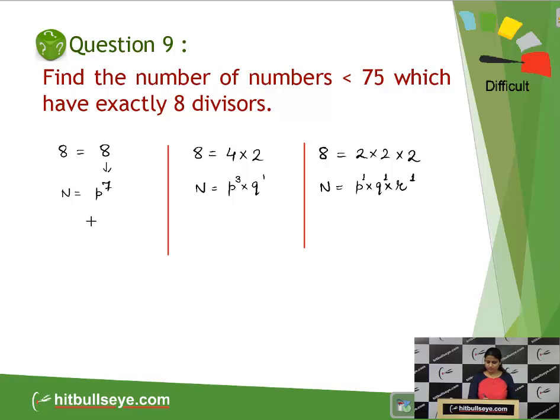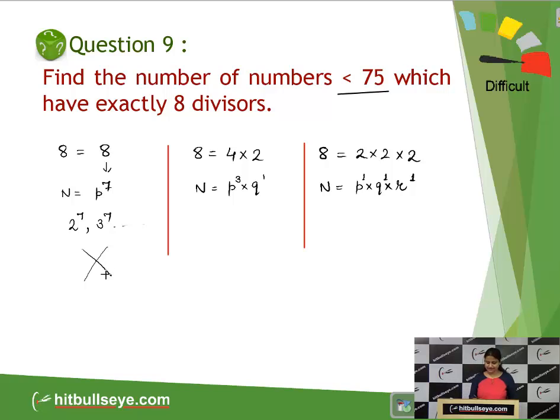Since we want numbers which are less than 75, I'm starting with the smallest prime number, that is 2. I can take 2 raised to power 7. Then I can take 3 raised to power 7 and so on. But we have to drop all these numbers. Why so? Because 2 raised to power 7 is more than 75. That was our condition. We need all numbers which are less than 75. That's why we will get no number from the first case.